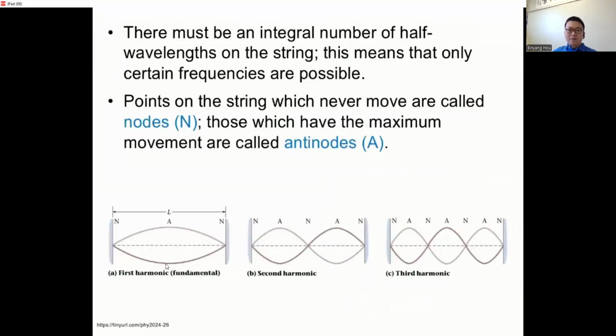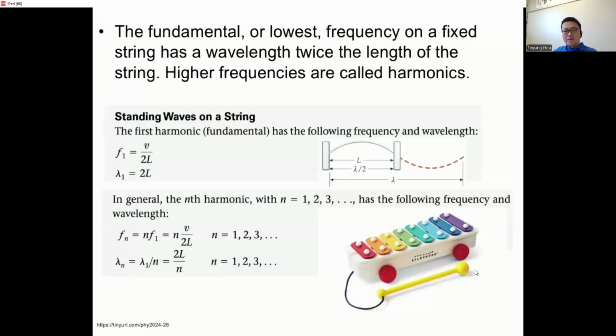So this guy, wavelength is 2L. This is 2L over 2, and then this guy is 2L over 3, and so on. So that gives that, and then the frequency can be calculated. The frequency for the nth harmonic will be n times F1, the fundamental. The fundamental is V over 2L. Again, you can derive that. So V will be the same, but the second harmonic will be V divided by L. So then it's 2 times F1.